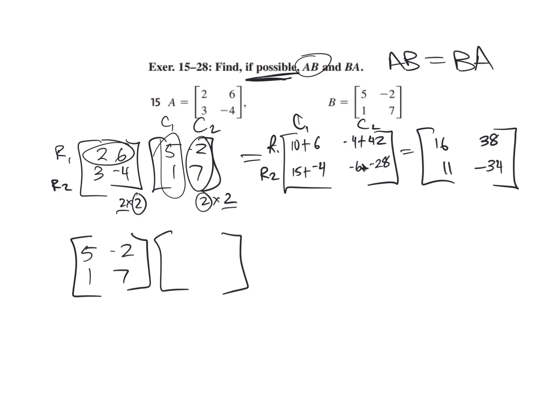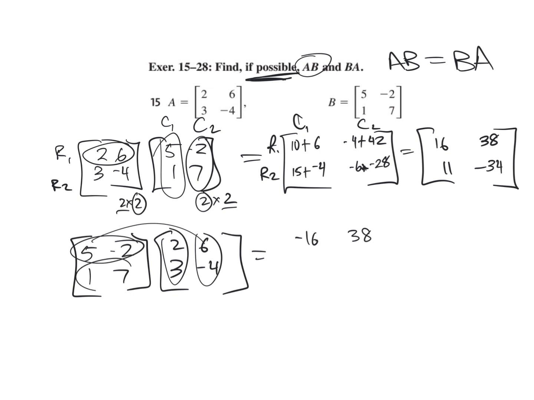All right. So a is 2, 6, 3, negative 4. So what do we get? Again, I'm going to do this a little bit faster now. Negative 10 plus negative 6 is negative 16. And then 30 plus positive 8 is 38. And then we do the bottom one. That's 2 plus 21 is 23. And then 6 plus a negative 28 is negative 22.